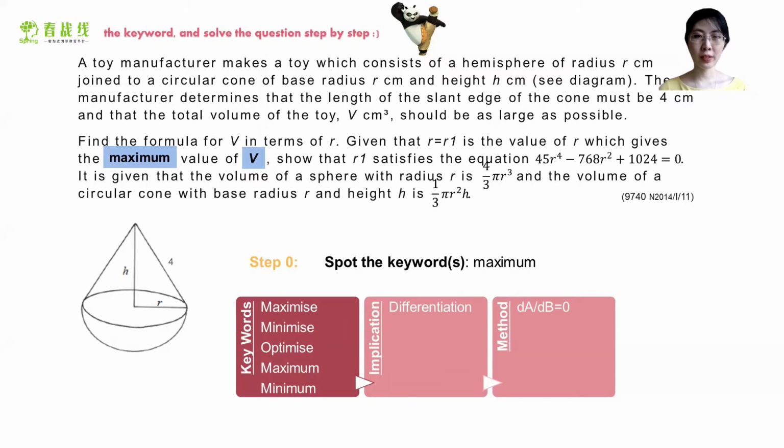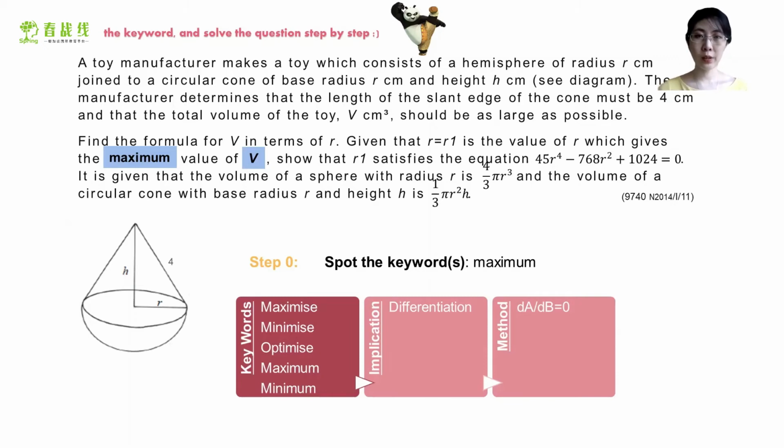So what are the something and something? It depends on what's after maximum. For this question, it's the maximum of V for volume. So the upper one is dV. How about the lower one? The lower one is a matching pair to the upper one. In this case, what corresponds to V is r. So dV/dr equals to 0.